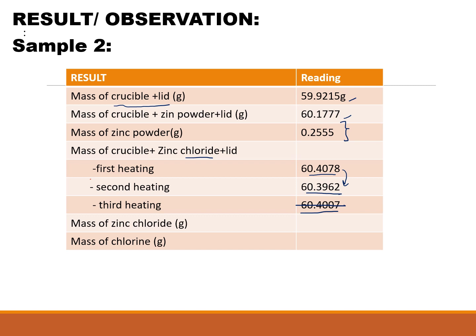We're using the second heating for calculation. So how to calculate the mass of zinc chloride is the mass of the crucible plus zinc chloride plus lid minus the mass of crucible plus lid. So the answer I get is 0.4747 gram. So the mass of chlorine is the mass of zinc chloride minus the mass of the zinc powder. So I get the answer 0.2197.